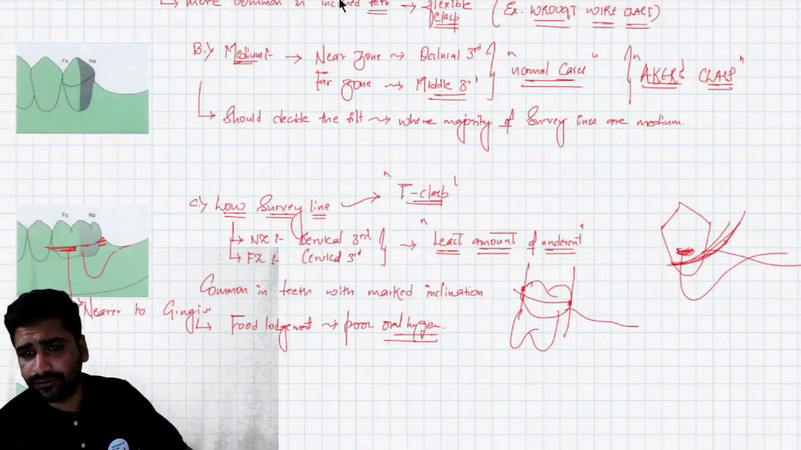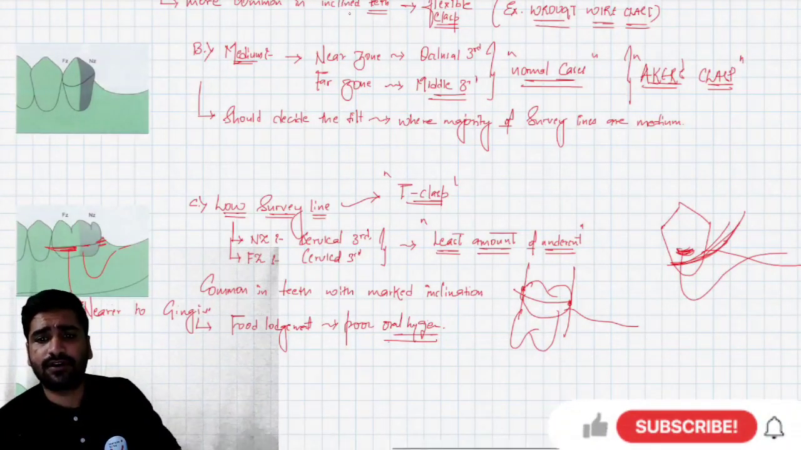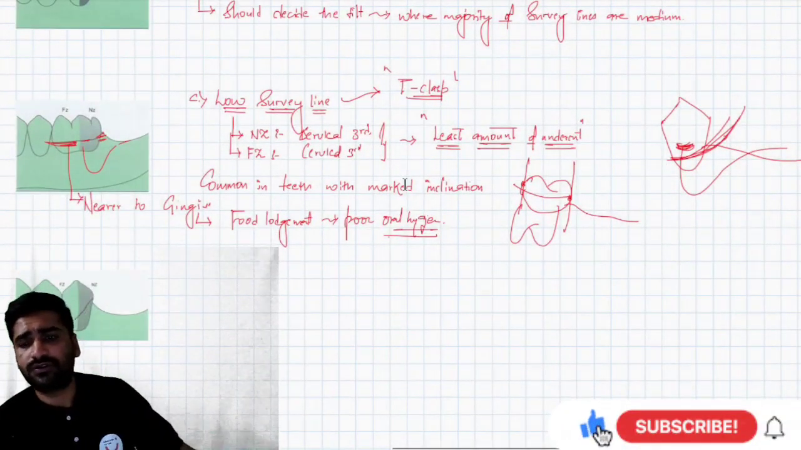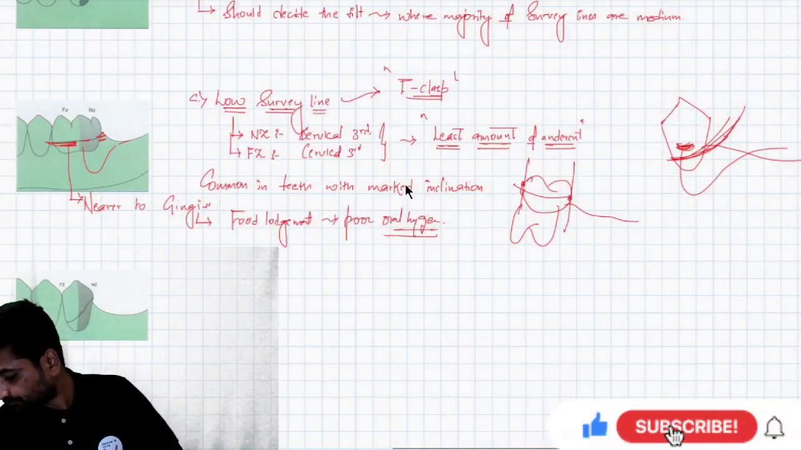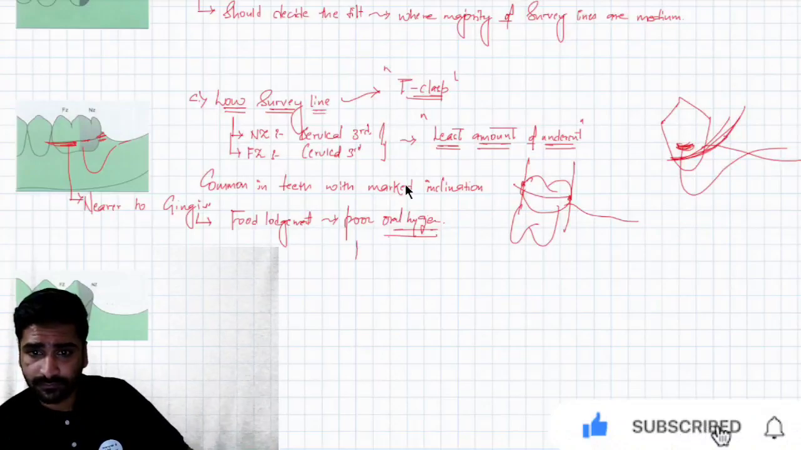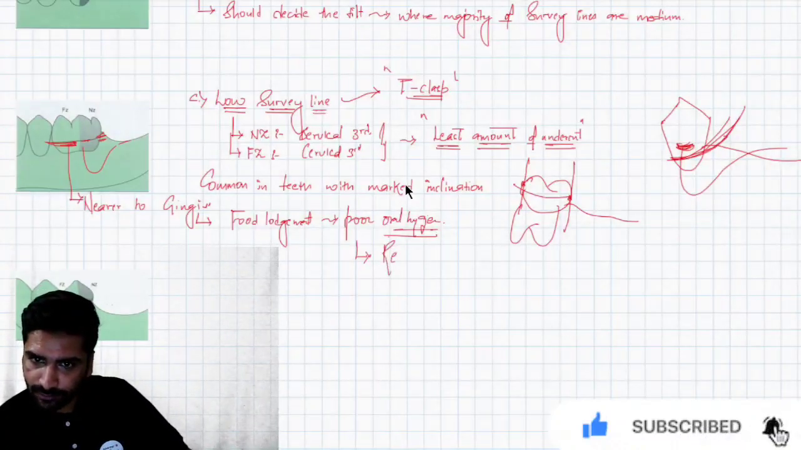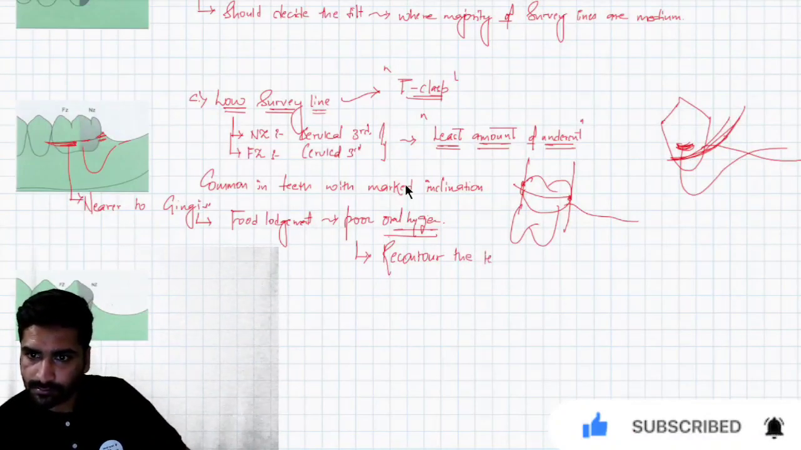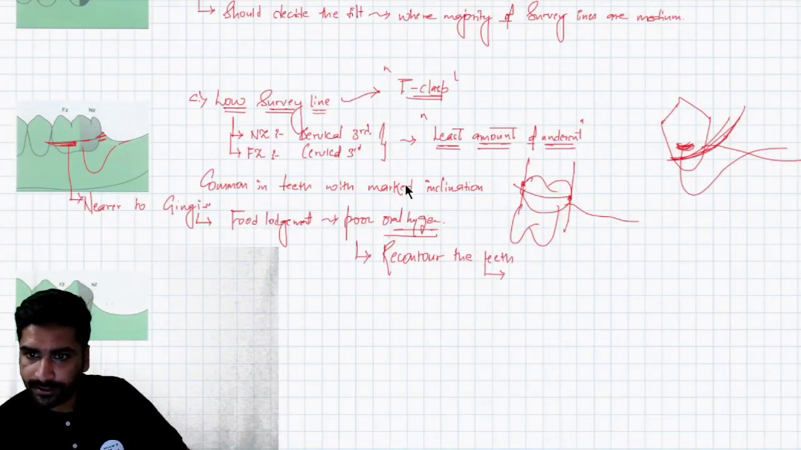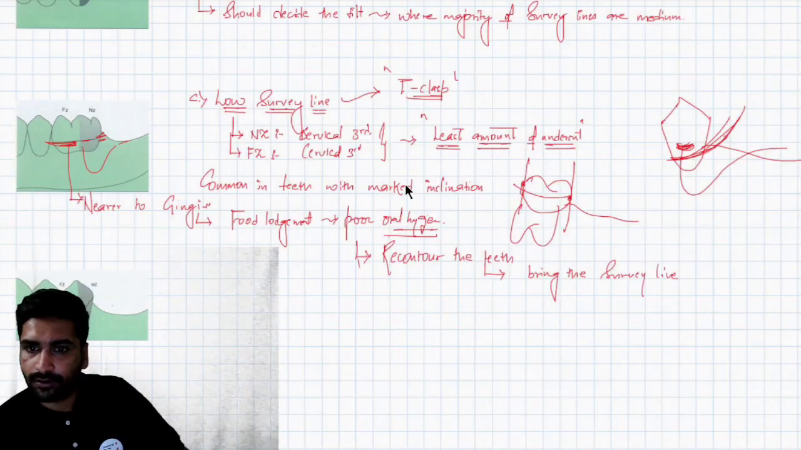Or what you can do, other options, if you are not able to give a T clasp also, in that case again you can recontour the teeth, right? Enameloplasty, recontour the teeth and bring the survey line more upward. Okay, or you can tilt, right?